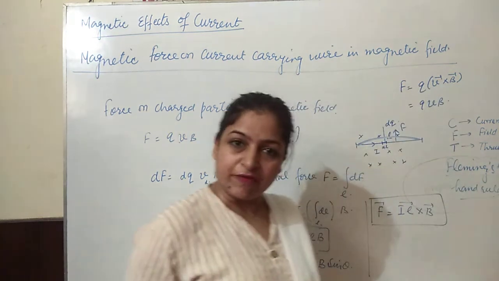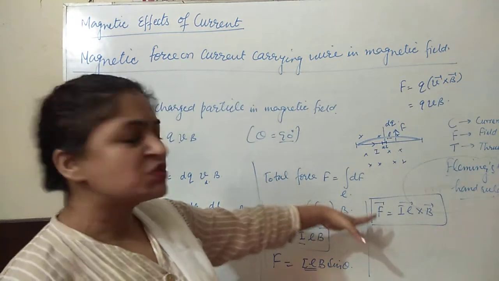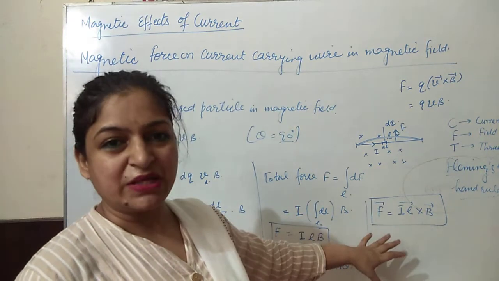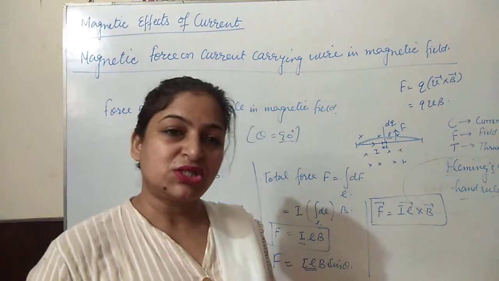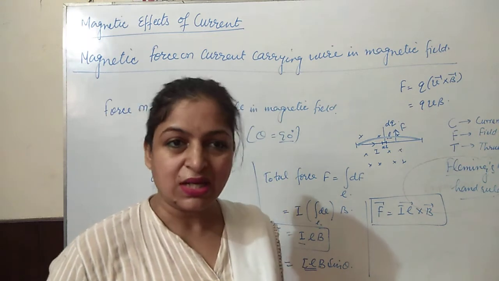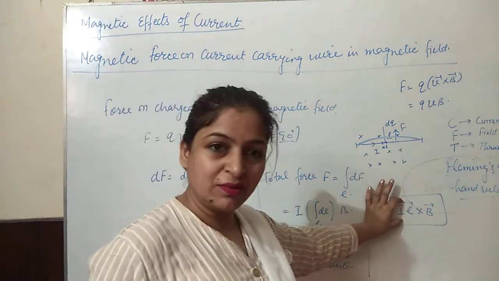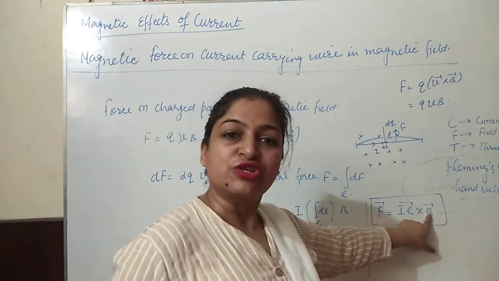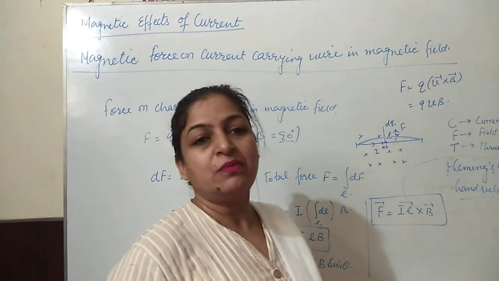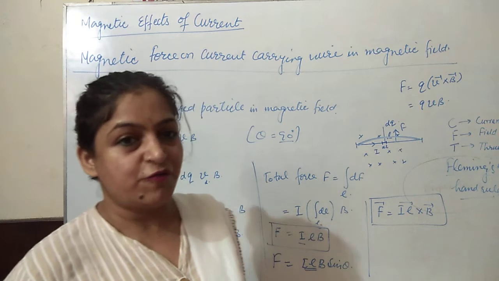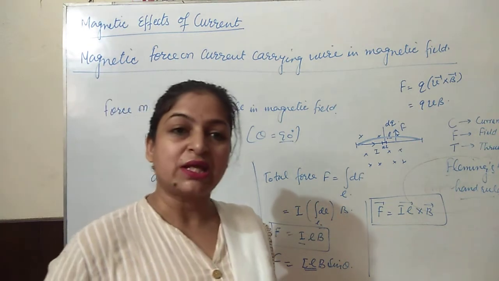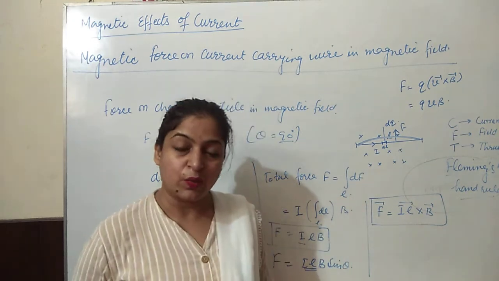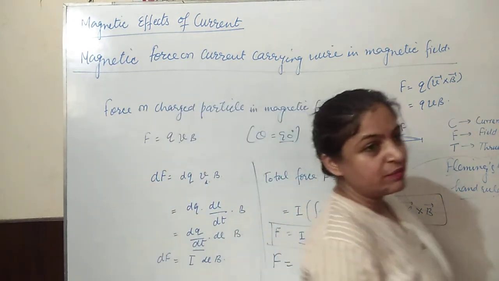So Fleming's left hand rule can also be used, but the cross product rule is applicable anywhere. Wherever the cross product is there, stretch the fingers of your right hand in the direction of the first vector, curl them in the direction of the second vector, and the thumb will give you the direction of the force. So this is all about the magnetic force acting on the current carrying wire which is placed in the magnetic field.